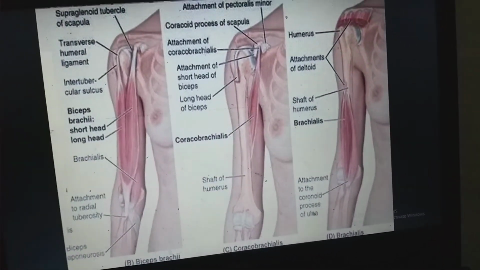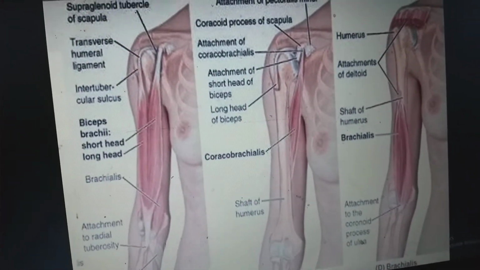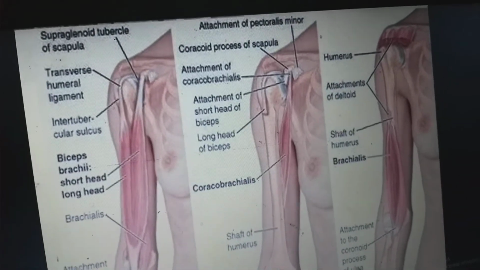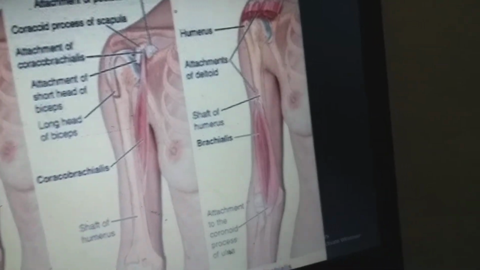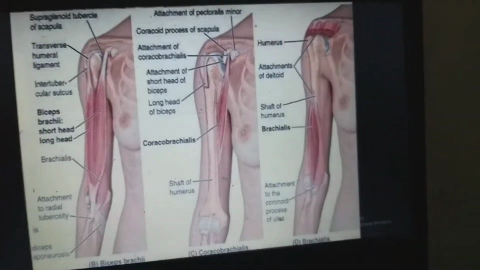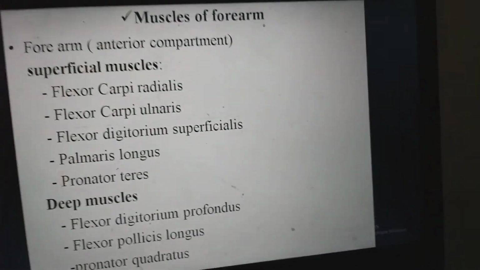So here are the muscles. Have you seen the muscle which has two heads? That's why we say biceps. Have you seen it? It has two heads. So here coracobrachialis, here brachialis. So these are the major three which are located anteriorly.